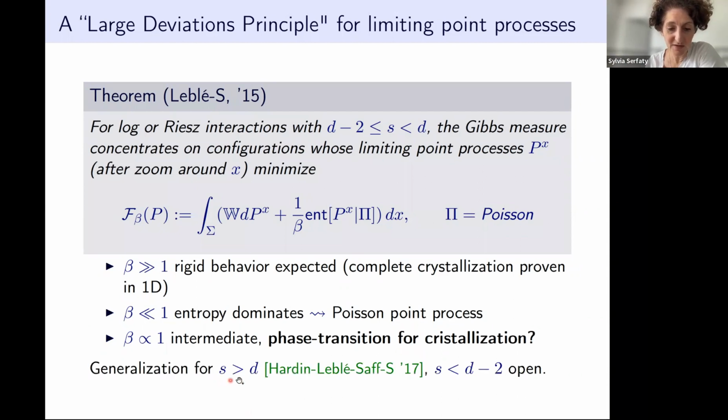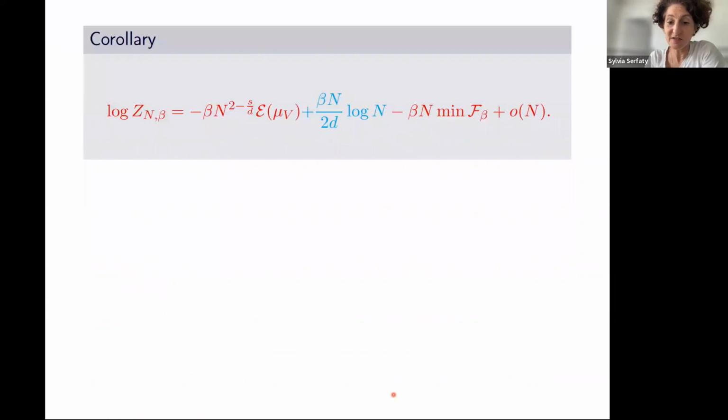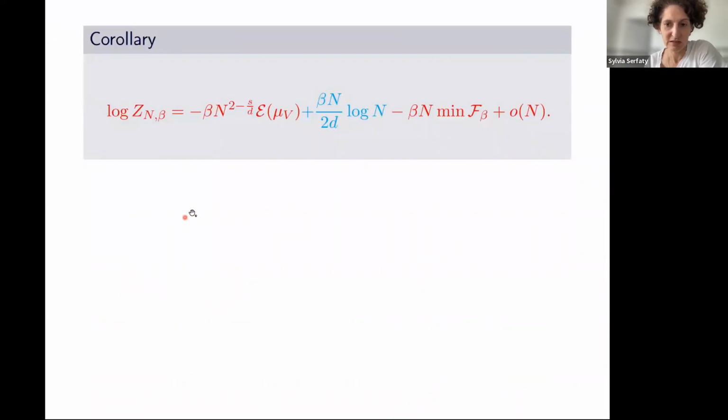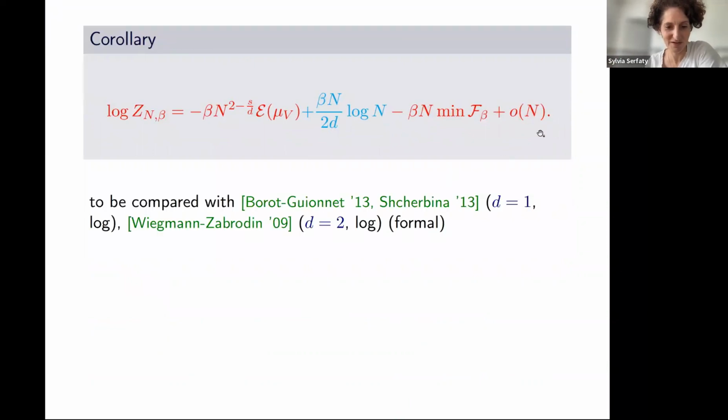So we generalize this to the hypersingular case in work with Doug Hardin and Thomas Leblay and Ed Saff. The case where S is less than D minus 2, that even though it's less singular, remains open as far as I know. A corollary of this is this next order expansion of the free energy. I told you we can access the next order term, and the next order term is given by the minimum of this functional that we have to look at here. So that's settled, and now there remain some next order terms to investigate that we don't know.